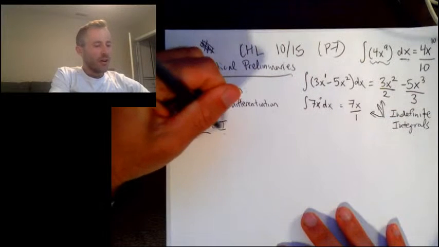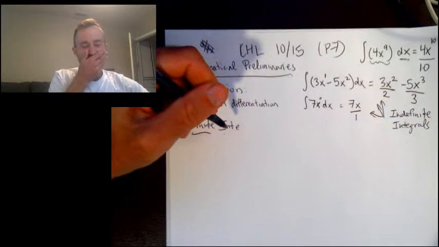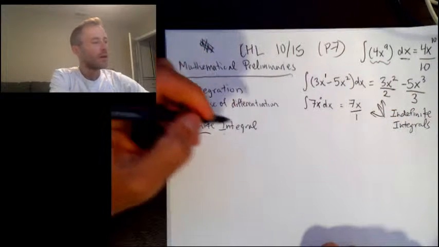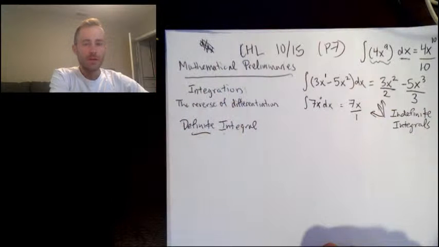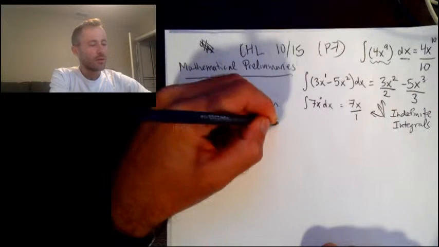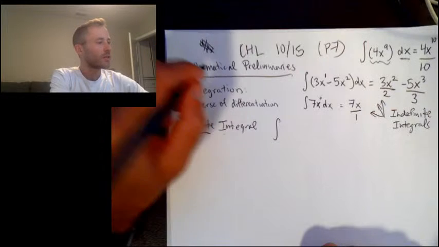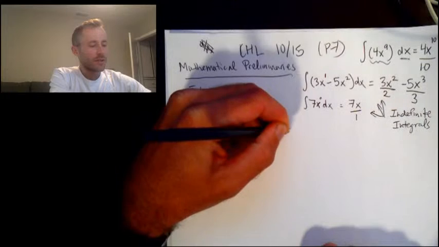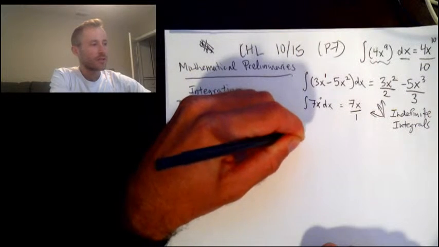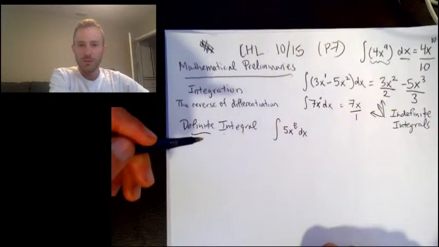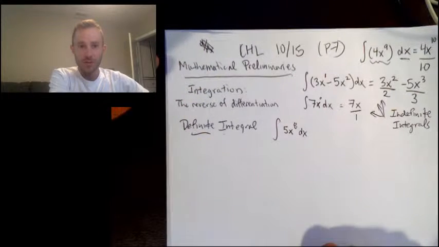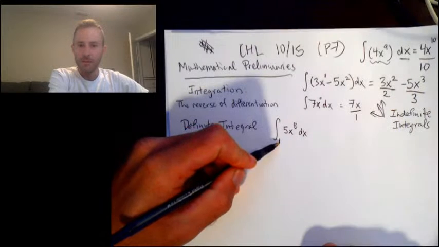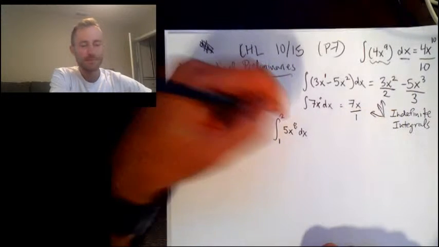So a definite integral, oh my gosh, is this? It looks the same as a regular integral. Okay, so maybe I do the integral of 5x to the 8th dx, and where the difference comes in is you have what are called the limits of integration. So for this particular example, we are going to integrate from 1 to 2.